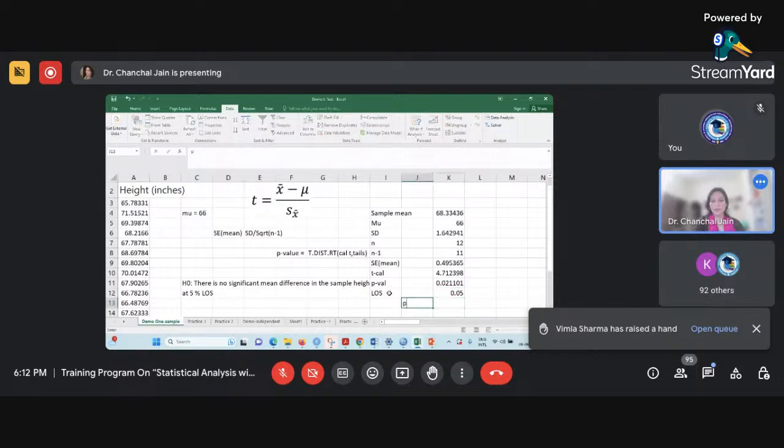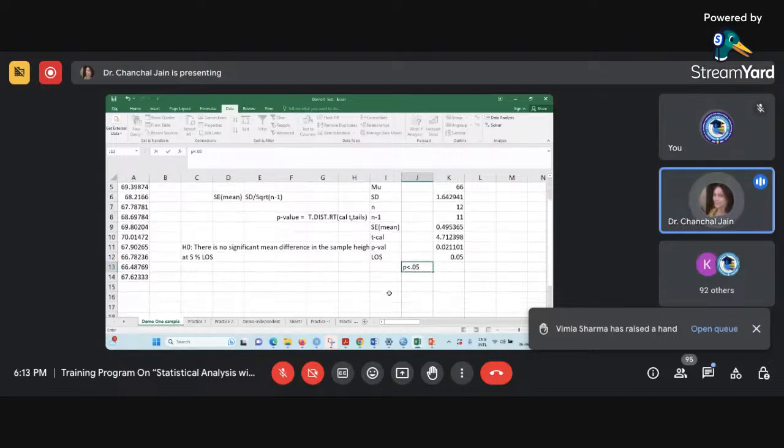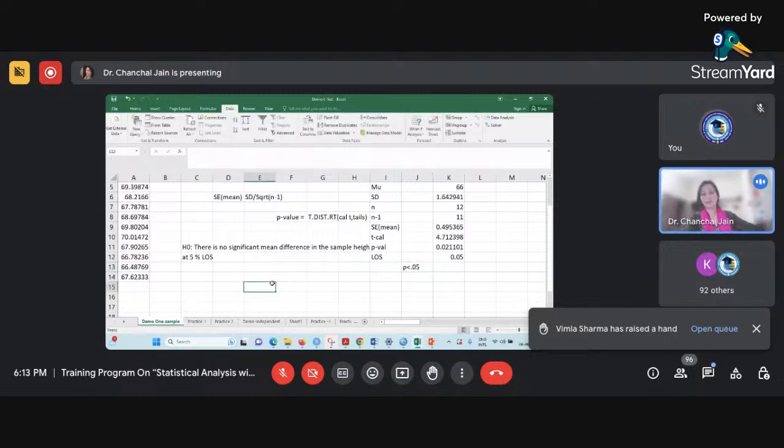Now we can compare the P. So you can see here, P is greater than or less than? Less than, so we'll reject it. Yes, so P is less than 0.05 and we can conclude here that we are not going with the null hypothesis, and we can conclude that there is a significant mean difference in the sample height and the population height. Is it clear? Yes, ma'am.